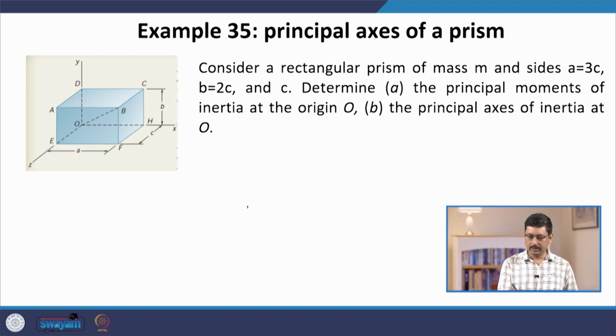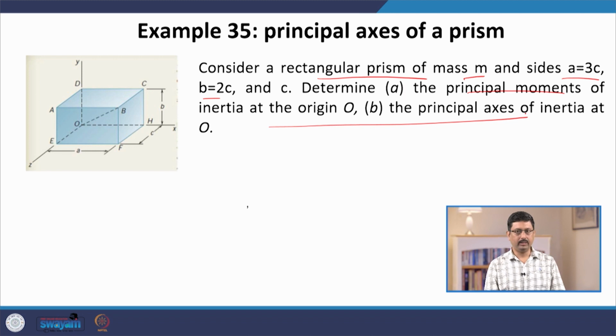Again we take the same example of this rectangular prism of mass m with different sides A, B and C. Now, it is given that A is equal to 3C and B is equal to 2C, and the question is to determine the principal moments of inertia and the principal axis of inertia about the origin O. Again the same origin at the corner and the x, y, z axes along the sides of the prism.